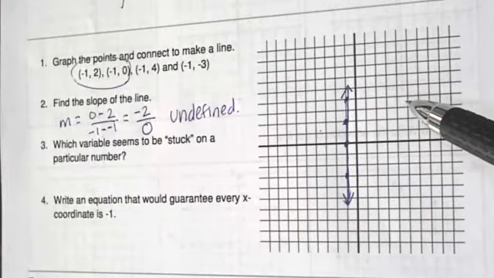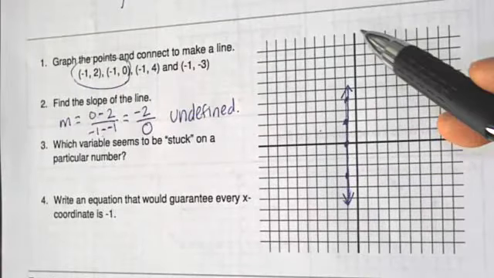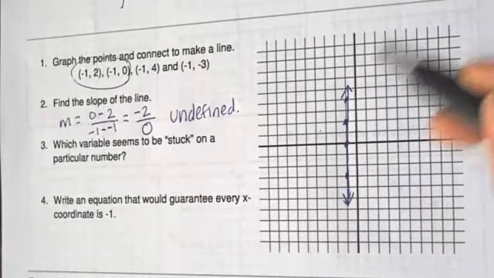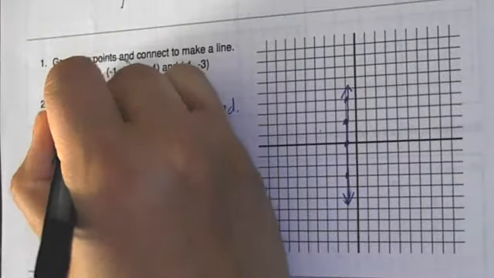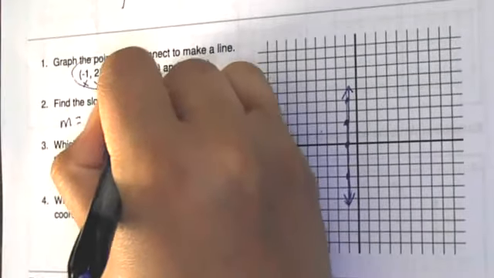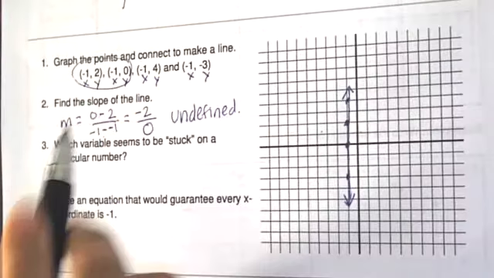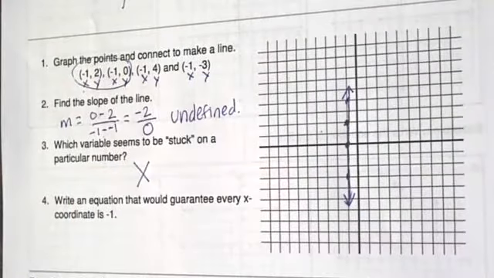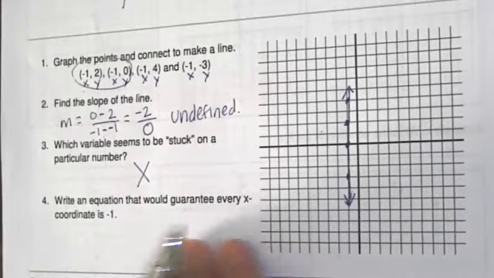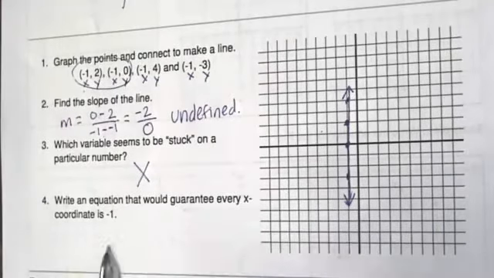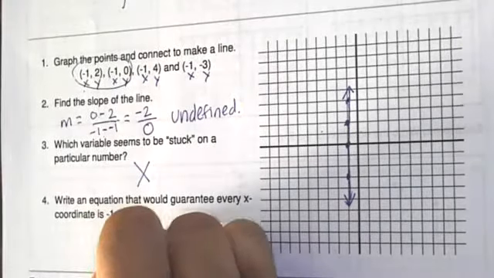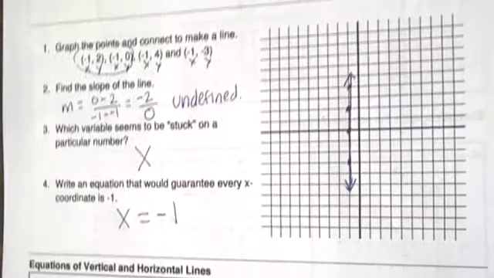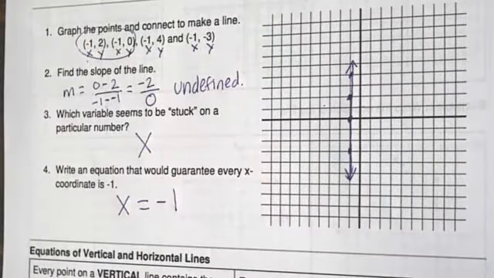All right, number 3 then goes on to say, well, then this time, which variable was it that keeps getting stuck on a certain number? And so if I look again at my x and y's from my coordinates, this time the x is what was stuck on -1. So the x variable is the one that's stuck. Well, now, so this time when I go to write an equation that would guarantee that every coordinate is -1, I'd have to write it as x equals -1. It's no longer in y equals mx plus b form because there's no y equals to start with.